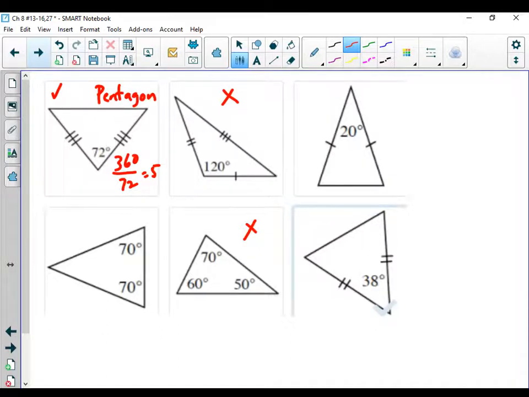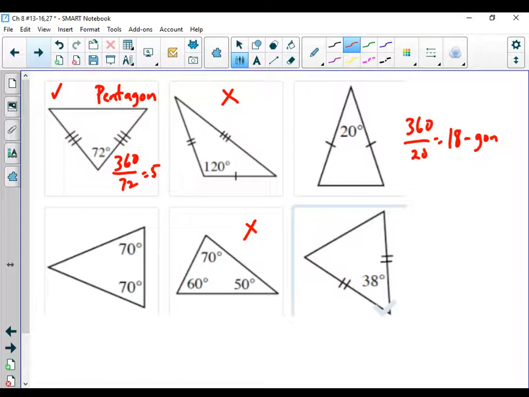The next one we already knew did not work as far as the convex polygon. The one with 20 degrees, if I take 360 divided by 20, we get 18. Now, you could probably look up the name for that, but we're just going to call that an 18-gon. Basically, anything over 10, we'll just name it like an 11-gon or a 14-gon or something like that.